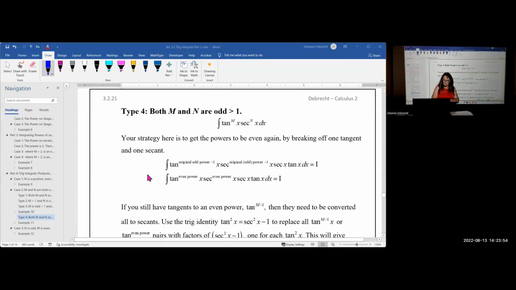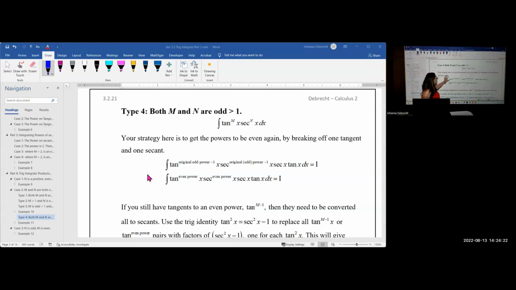All right, so let's take a look now at what we've got coming down here. What is type 4? Well, we've dealt with the other cases. Now we need to deal with the case where both m and n are odd and both greater than 1. Instead of having one of them be the power of 1, this time they're both odd. So in essence, it's very similar to what we did previously. Your strategy is to get the powers to be even again, so you can use the Pythagorean identity substitutions.